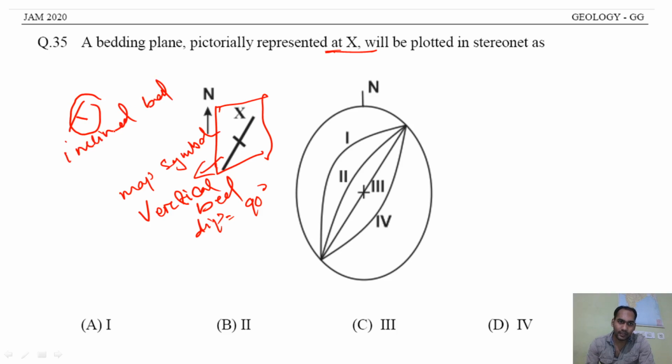How do you know this is inclined? The long line is the strike. This line is the strike, and this is the tip direction. It can be either this side or this side. It can be either easterly dipping or westerly dipping, right? So the long line represents the strike direction and this represents the tip direction. It is an inclined bed, right?